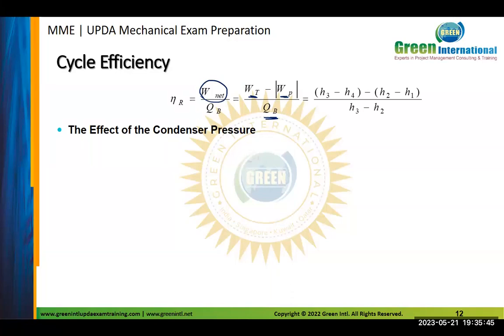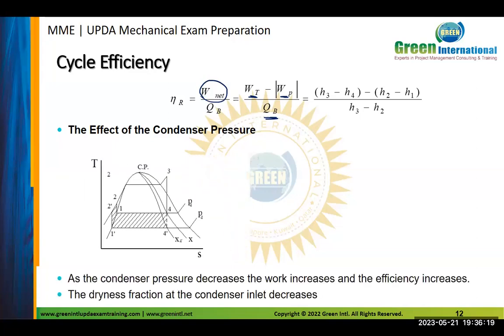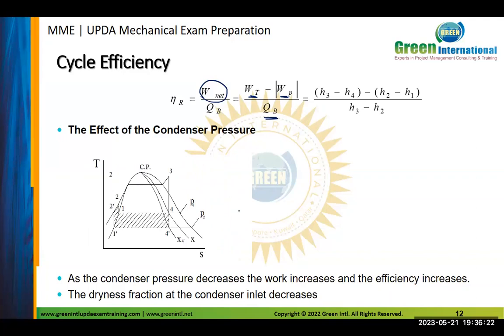By the way, we have three options here to increase efficiency. What are these three options? According to the cycle, let us study the effect of the pressure lines. We have two pressure lines: the condenser pressure, which is low, and the boiler pressure, which is high. If we decrease the condenser pressure more or increase the boiler pressure more, the range between the two lines increases, so the expansion of the turbine increases. If the condenser pressure decreases from here to there, the expansion of the turbine increases, so we obtain more efficiency.